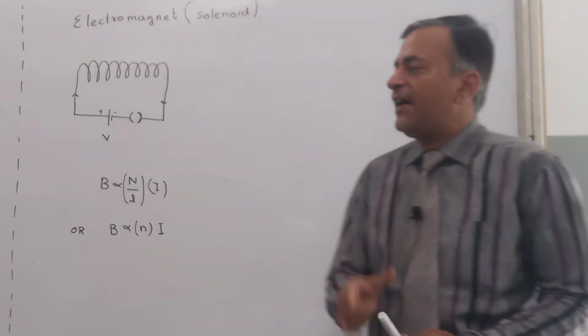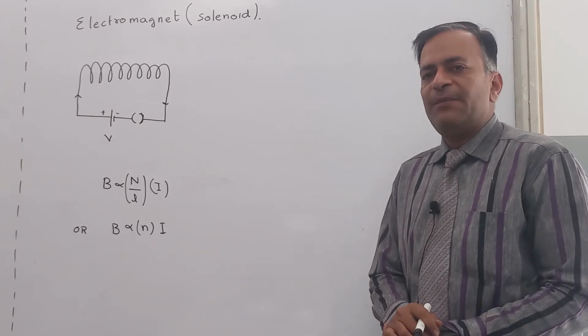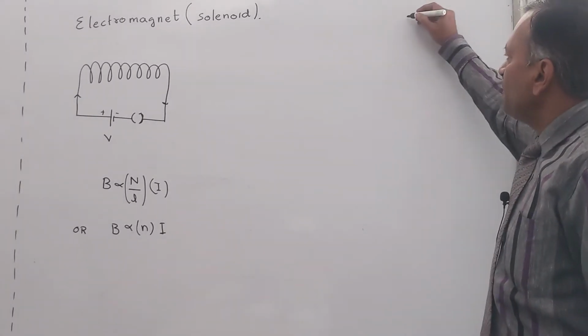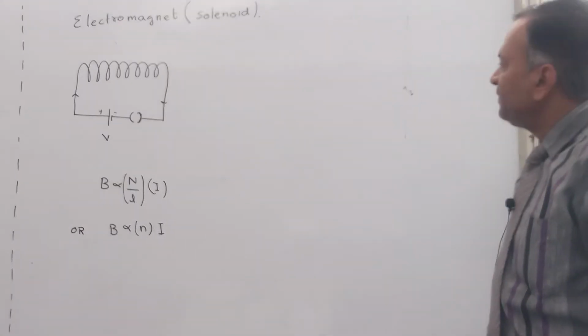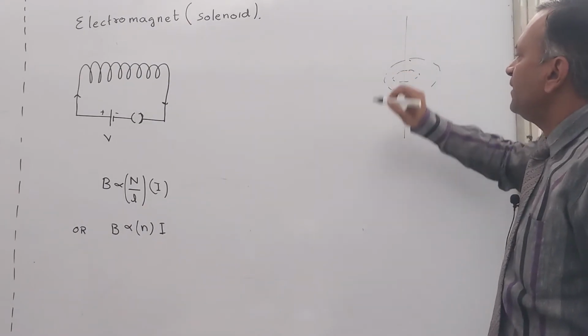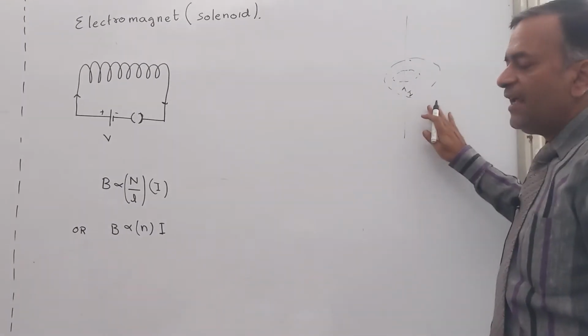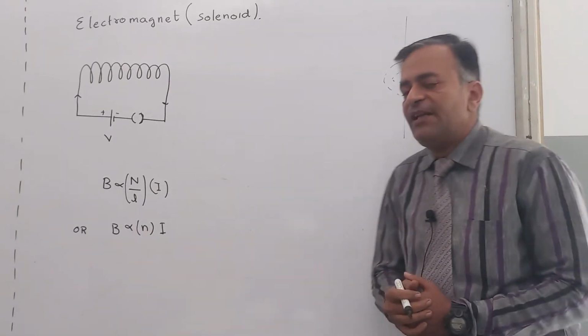Every current carrying wire has its own magnetic field around it, its own magnetic field lines. Suppose I have this current carrying wire which is carrying current I, then there will be magnetic fields surrounding this wire. But this is a very weak magnetic field. What will I do to make the magnetic field stronger?